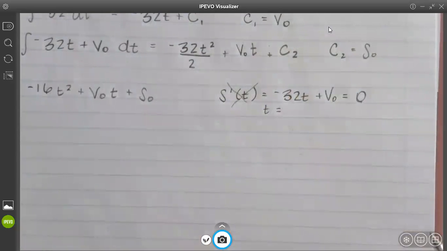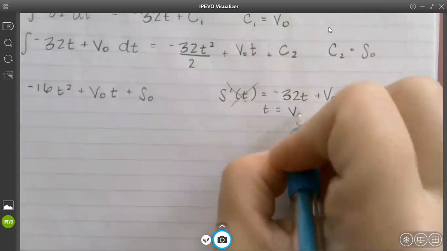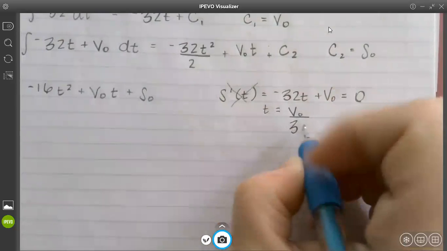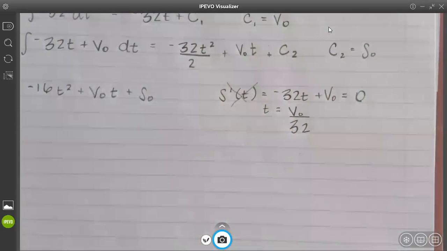Add 32 to it. Yeah. It's the same thing. You're doing the same thing. Yes, V sub O, yes. Sorry, y'all. I had it in my head exactly how to do it. Yes, I would add the 32 over and then divide it by, it doesn't matter, whatever way. So it's going to come out V sub O over 32.